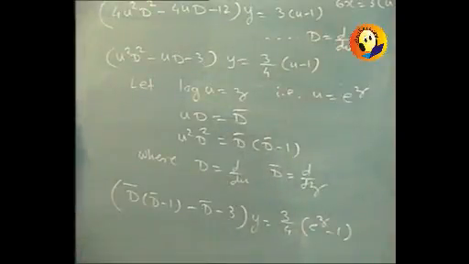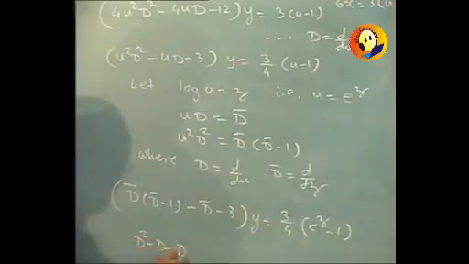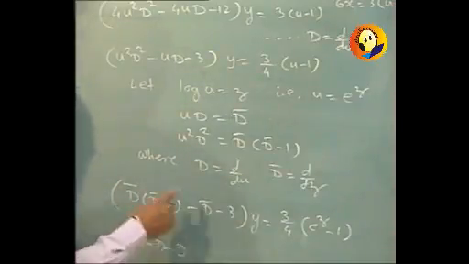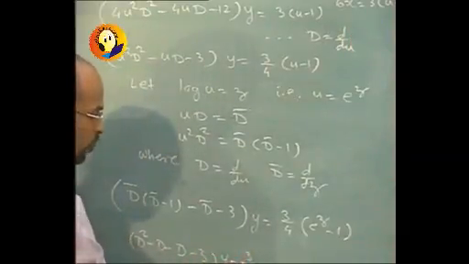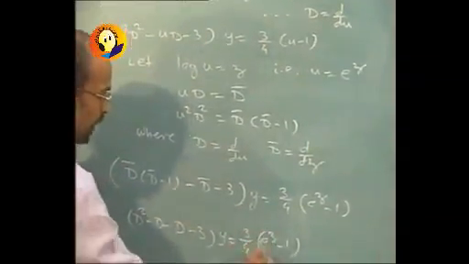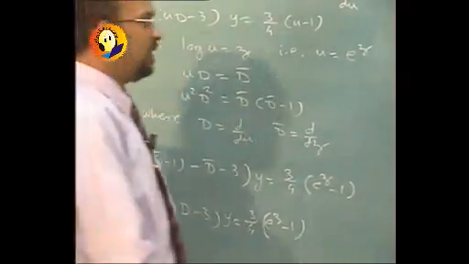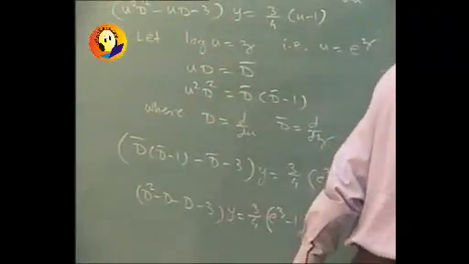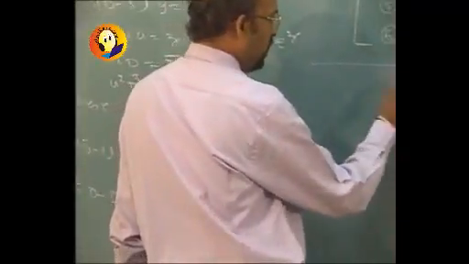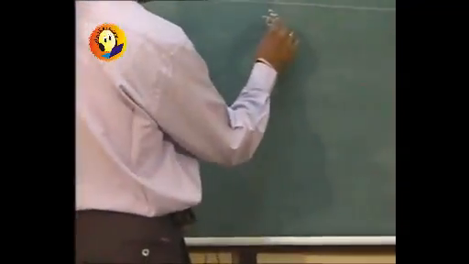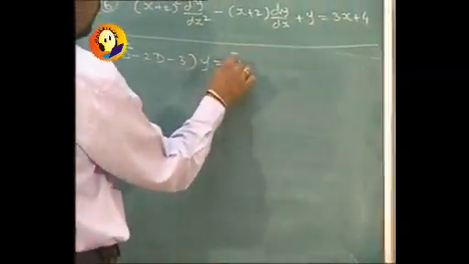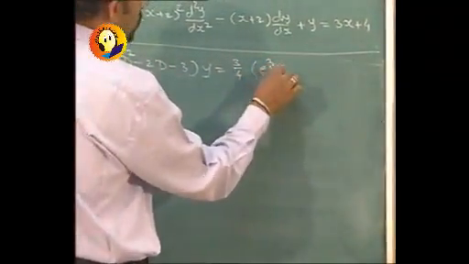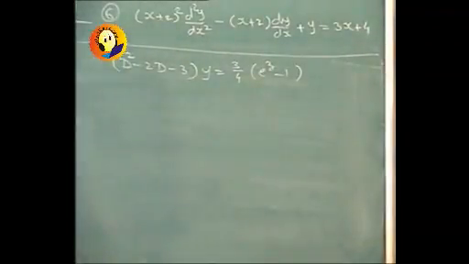For simplicity, we will be writing D bar as D. It will be D square minus D minus D minus 3 operating on y equal to 3 by 4 (e raised to z minus 1). So the equation that we want to solve, which is in the linear differential equation form with constant coefficients, is (D square minus 2D minus 3) bracket complete operating on y equal to 3 by 4 into (e raised to z minus 1).